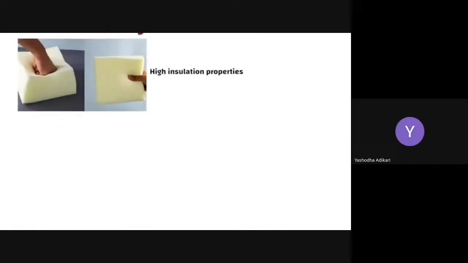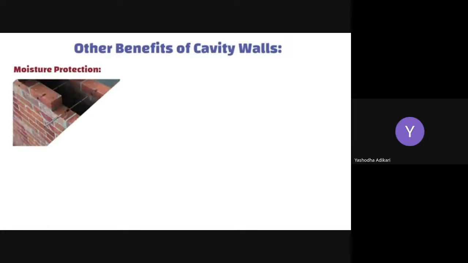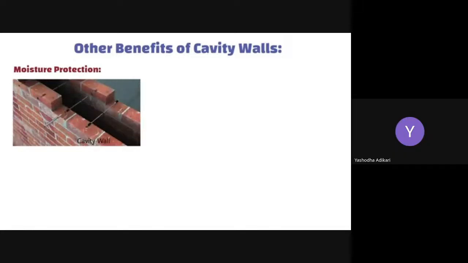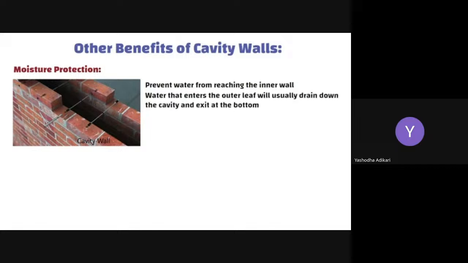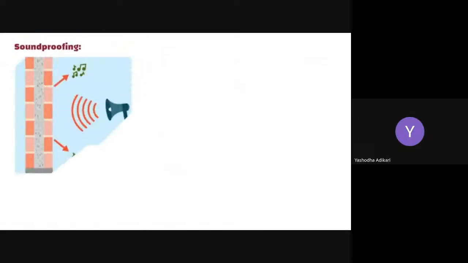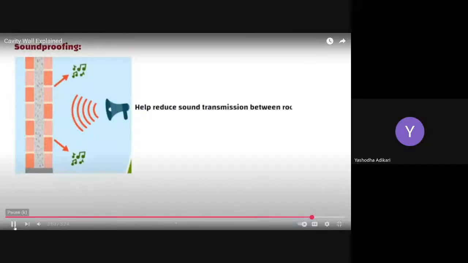Other benefits of cavity walls. Moisture protection. The cavity helps prevent water from reaching the inner wall. Water that enters the outer leaf will usually drain down the cavity and exit at the bottom. Soundproofing. The cavity can help reduce sound transmission between rooms or from the outside.